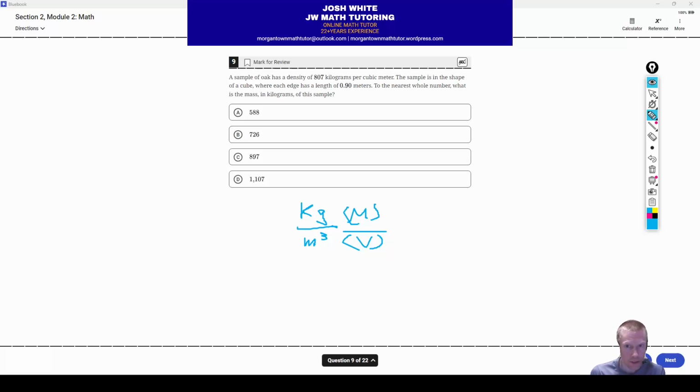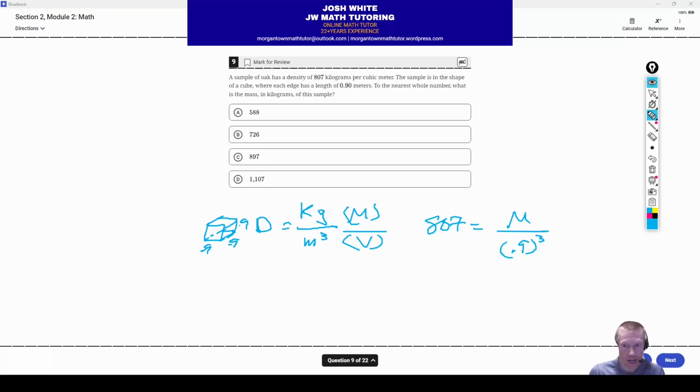So the sample in this shape is a cube, and each edge is 0.9. Okay, so whatever, you draw out the picture: 0.9, 0.9, 0.9. So what is the mass? Basically, we know the density, 807. We don't know the mass, and we don't know the volume, but we can calculate it. It's just going to be 0.9 cubed, or 0.9 to the third power, essentially. 0.9 times 0.9 times 0.9.